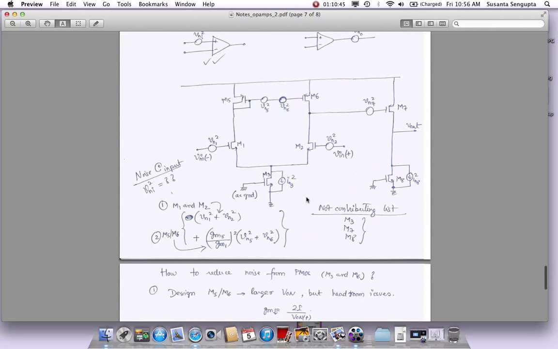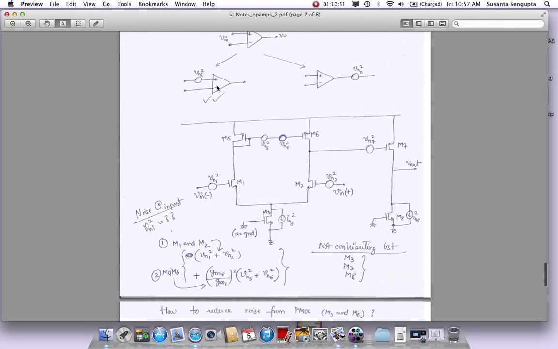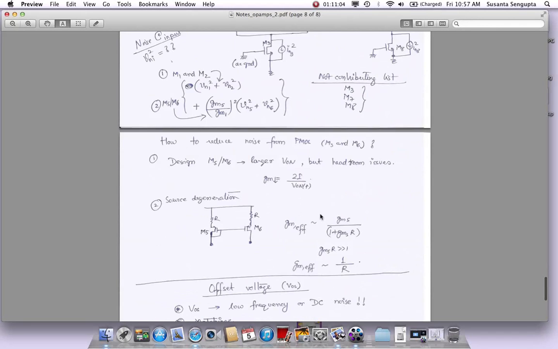Okay, so that's how the noise actually gets contributed by various elements in this op-amp. So if you're trying to design a low noise op-amp, and as we will show, noise is similar to offset, low offset op-amp or low noise op-amp, you know which devices to stress on and improve the design.